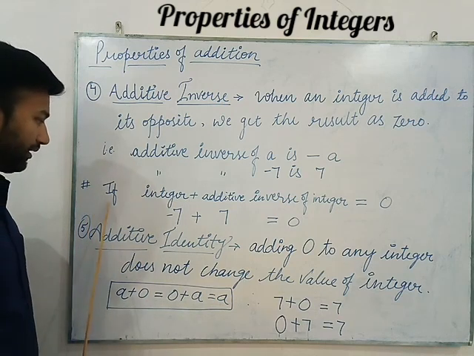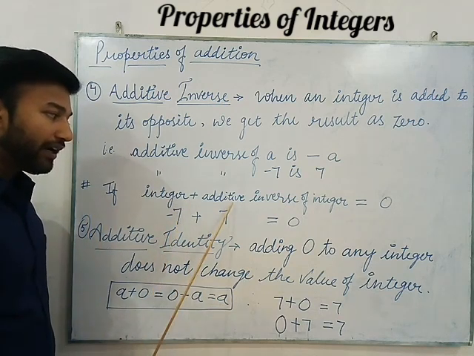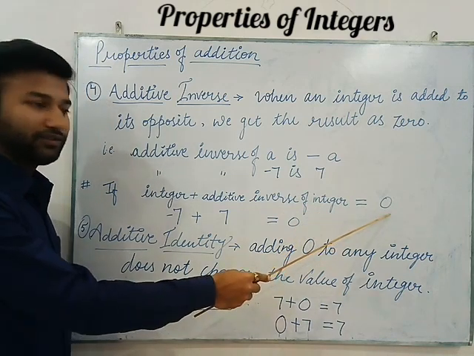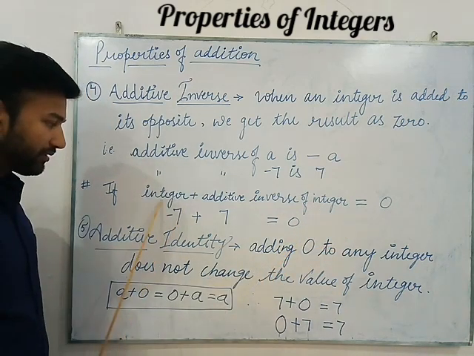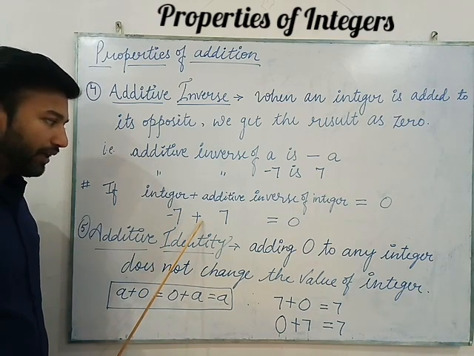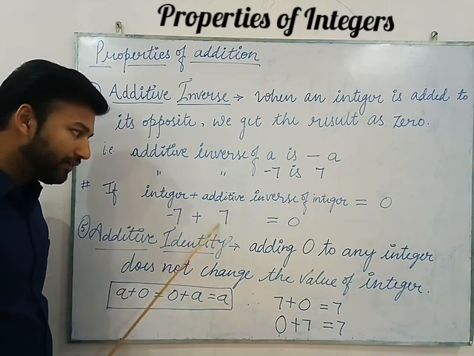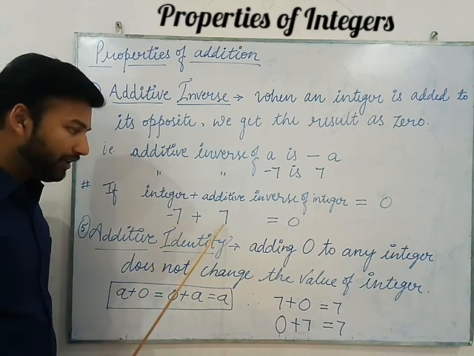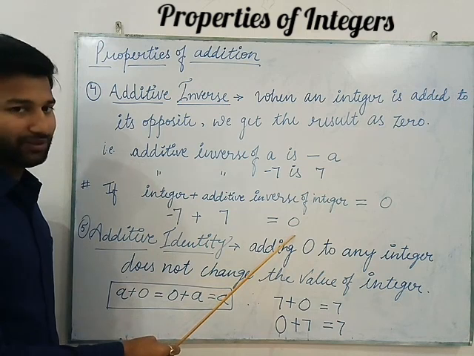Now, one more thing: if an integer is added to its additive inverse, then the answer is always 0. Minus 7 is an integer and we are going to add it to its additive inverse. The additive inverse of minus 7 is 7. When we add, the result is 0.